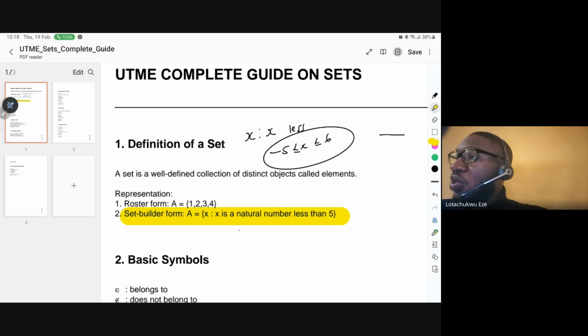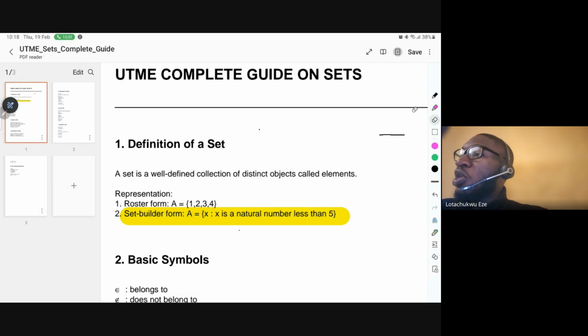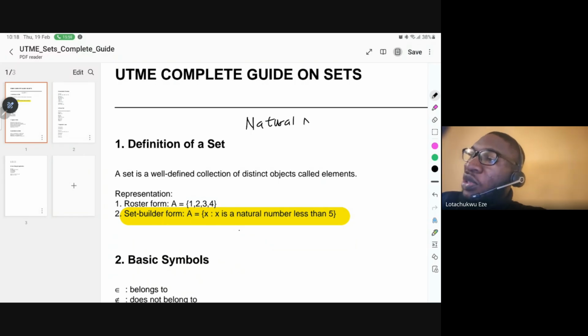So what am I trying to say? Not all the sets will come this way. Some of them will come in statement form and you use your hand to build them, which means you're going to need the knowledge of key things. You'll be needing the knowledge of what natural numbers are. So that's your assignment. Go and check. We're going to be needing the knowledge of natural numbers, the types of numbers.